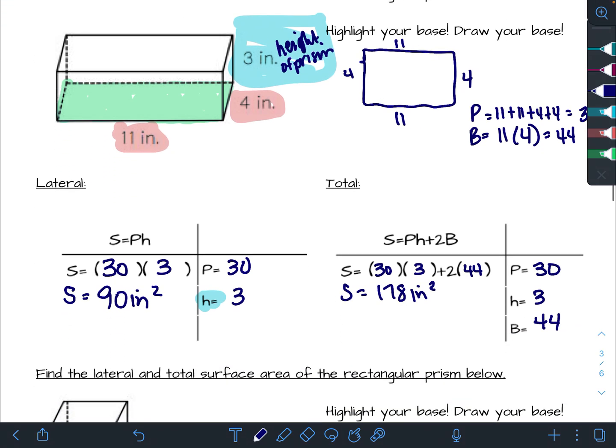So in reality, this is not as difficult as it may look, but the importance is there are 3 things that you have to find. You have to find your big P, your perimeter of your base. You have to find your big B, your area of your base, and then you have to identify the height of your prism. The biggest thing is a lot of you are not going to want to do this step right here. And this step right here is one of the biggest steps that's going to save you, because that rectangle is where you get your big P and your big B from. And then you have this leftover number that isn't being used, and that is the height of your prism. So make sure that you are very careful about what numbers you put where.